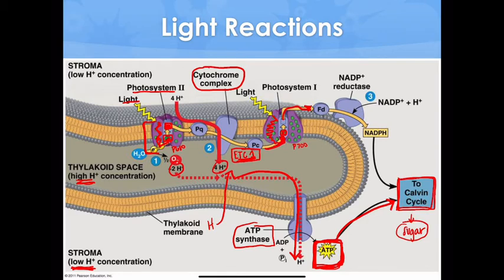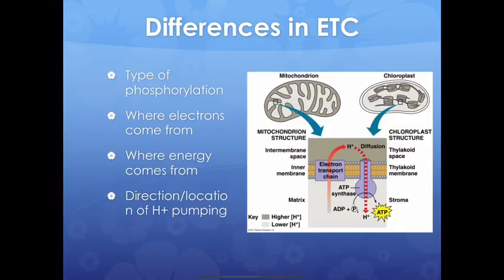And then as they move down this electron transport chain, that's where the NADPH is going to be generated. Remember, that's our electron carrier, similar to NADH in cellular respiration, okay? And NADPH is also going to the Calvin cycle. And that's another way that we've harnessed that energy to be able to convert it into sugars.